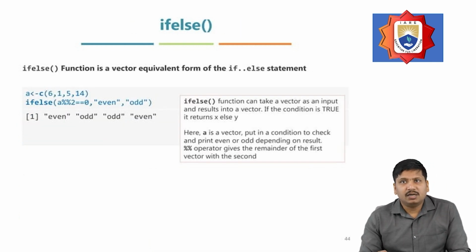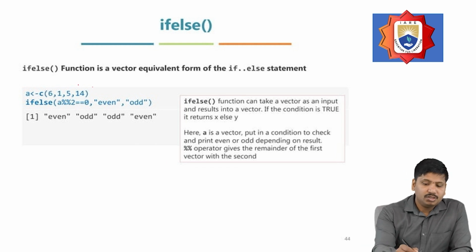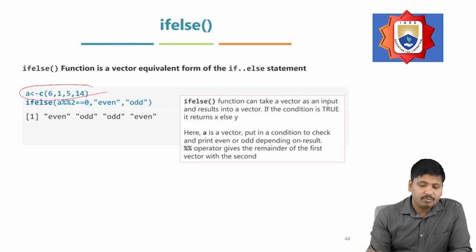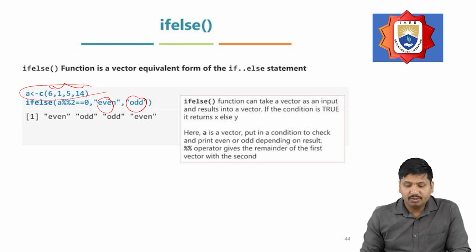And ifelse is under the conditional statements and is used on a vector in order to process the parts of the vector. This is the initial vector we have. Suppose if the remainder is 0, then it should be an even number, otherwise it should be an odd number. So among this list of elements, I can segregate the odd numbers and the even numbers as well.